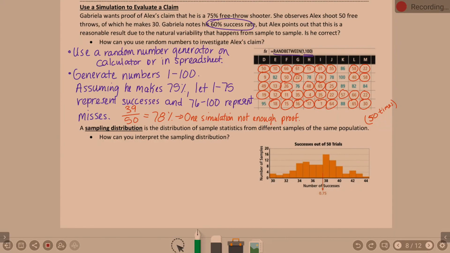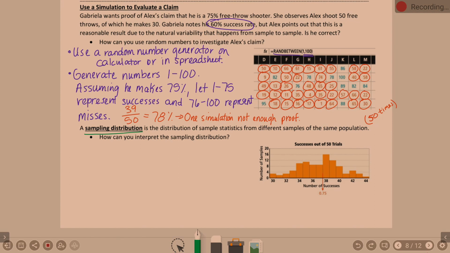Picking up where we left off yesterday. One simulation was not enough. Okay, so here we're going to talk about something called a sampling distribution. A sampling distribution is the distribution of sample statistics from different samples of the same population.